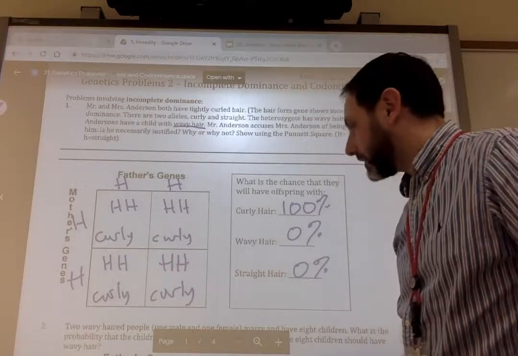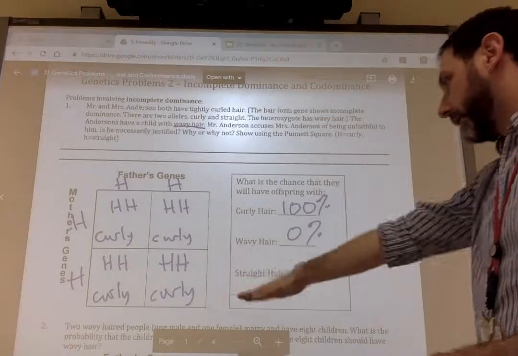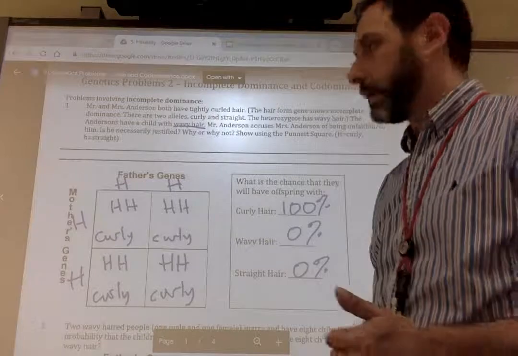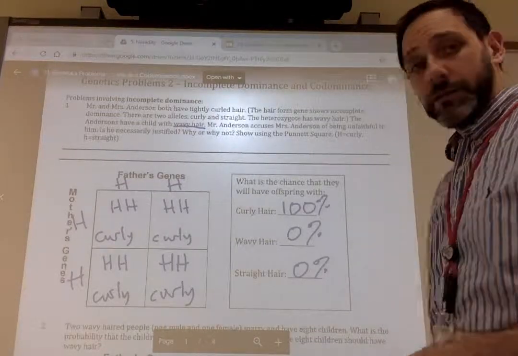So that's how you do this sort of problem. So there's another hair form problem down here, and then on the back there's another problem involving horses, but they're all incomplete dominance. So try those out. Good luck.